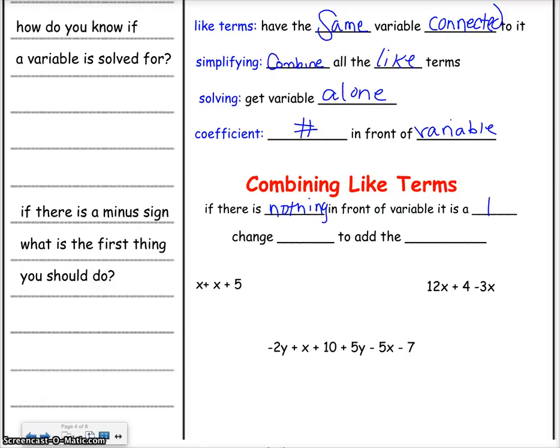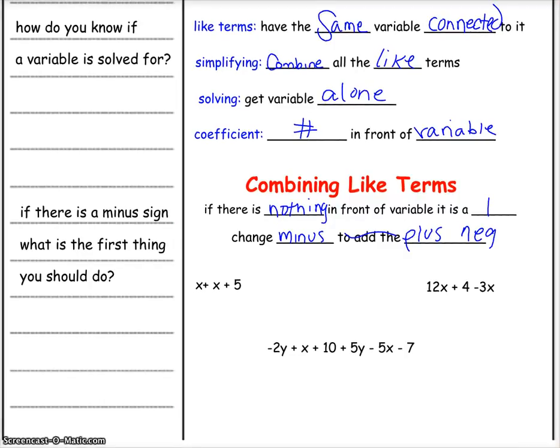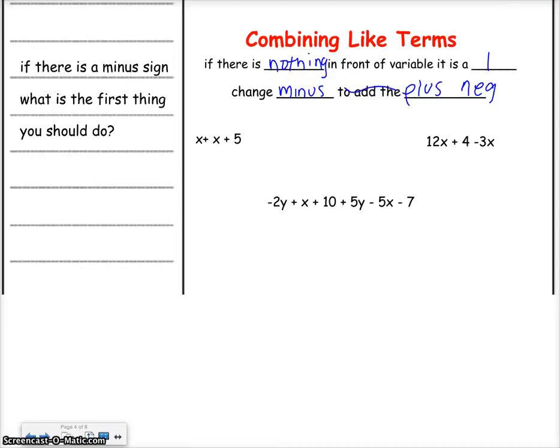Then you want to change any minus to add the opposite. It's really plus the negative. I don't know why I wrote that. Same thing, but plus neg. I must have put this sign here because I wanted to refresh your memory on combining like terms. But I think you're probably pretty good at combining like terms, so we'll just go ahead and do this bottom one. Change everything to plus and negative.